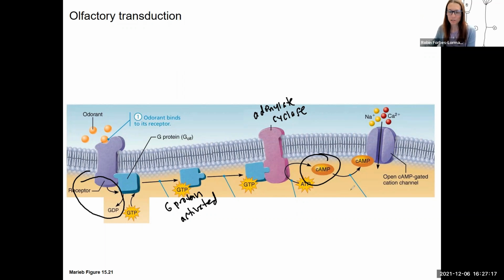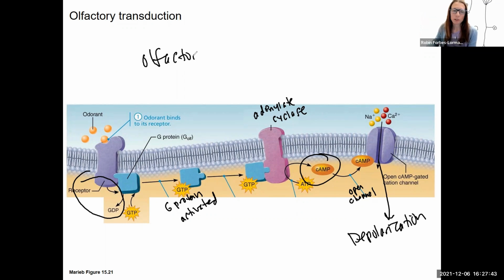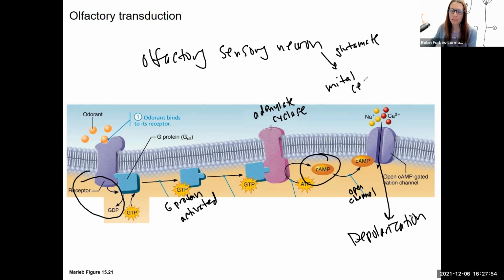So this is going to open a channel. When this channel opens, calcium and sodium flow into the cell. Why? You know why. Down their electrochemical gradients. This is going to cause depolarization. This is in the olfactory sensory neuron, right? I told you that's where transduction occurs. This neuron is going to release glutamate to signal the mitral cell. This mitral cell is going to project to the brain.